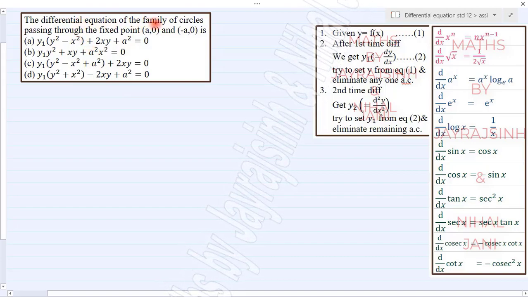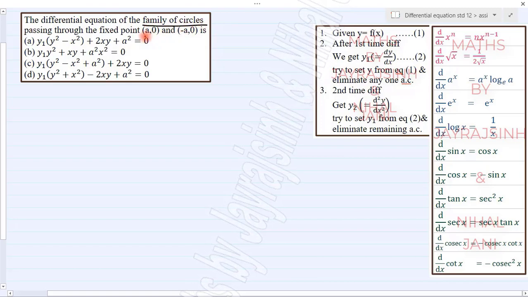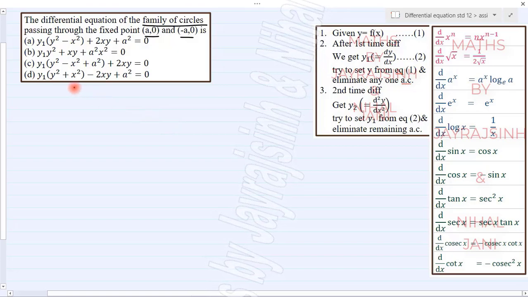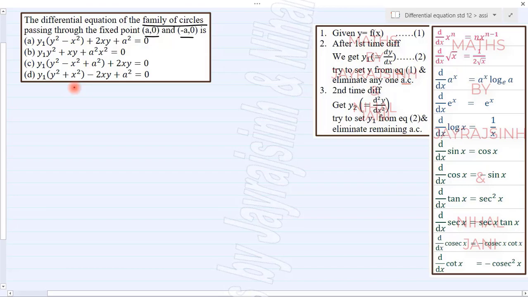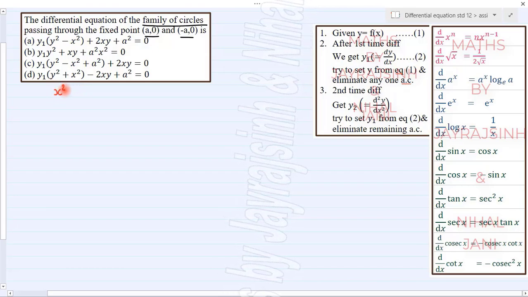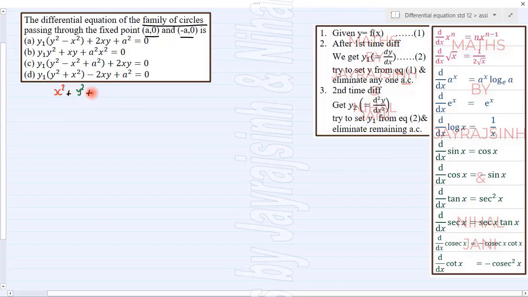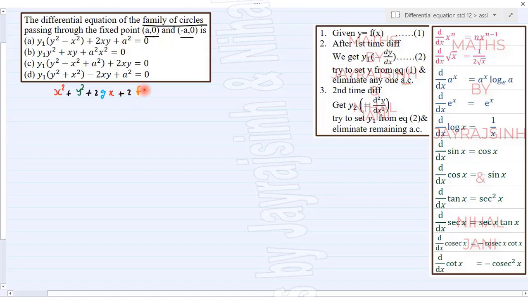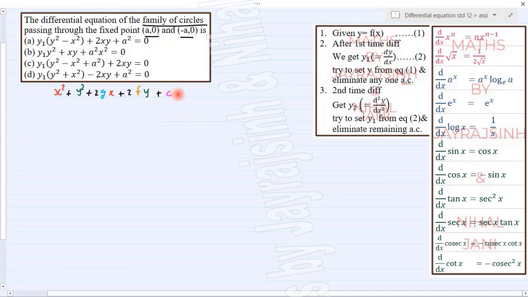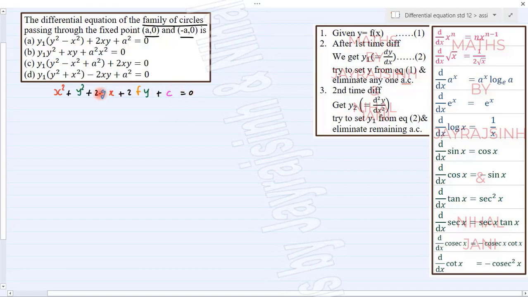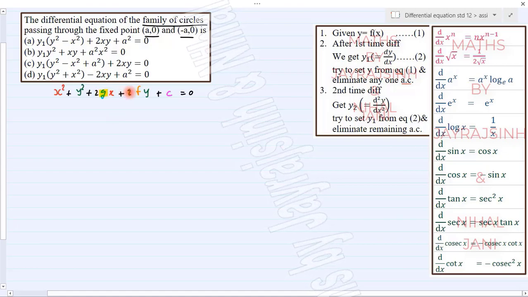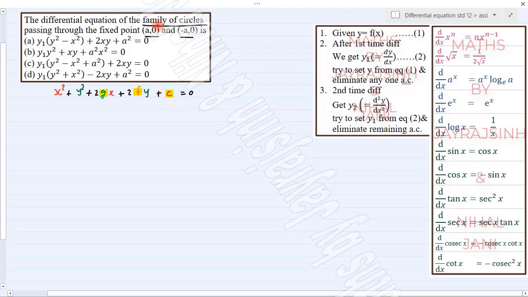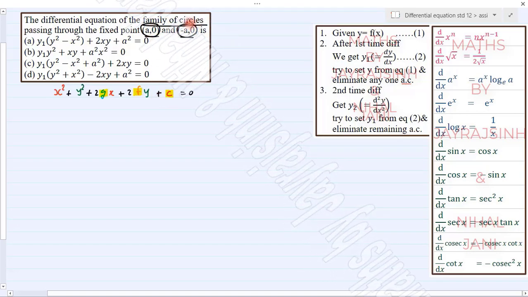Here you have to find a differential equation of family of circles which are passing through a comma 0 and minus a comma 0. First of all, we have to use the general equation of a circle, which is x square plus y square plus 2gx plus 2fy plus c is equal to 0. Now, here we have three different arbitrary constants g, f and c, but the number of arbitrary constants can be reduced by using the condition which is given in the question.